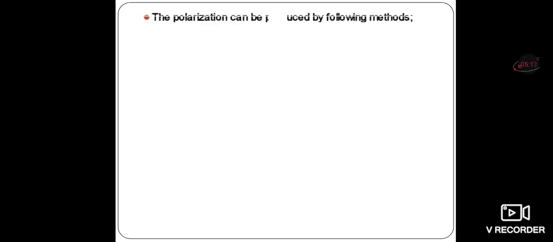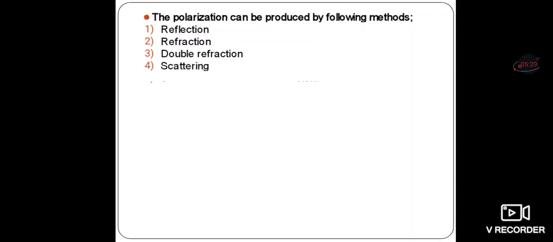So next we will discuss polarization, which can be produced with the help of the following methods. How you can produce it: one is by reflection, another is by refraction, another is double refraction and scattering, as well as selective absorption, or we call it dichroism.